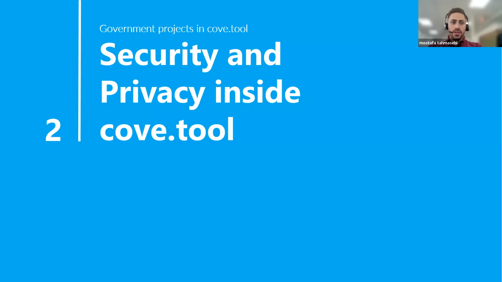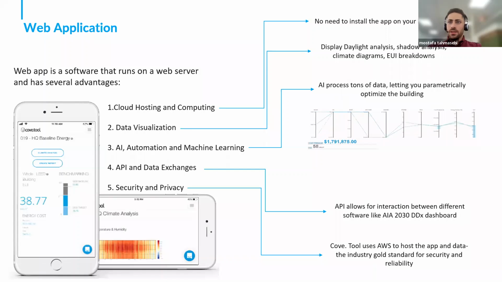Next thing we pointed out in the initial slides is security and privacy. How can we be sure that what we are using and how Cove Tool can keep every information secure and is a good choice for government-related projects? To get into that some more, we want to actually know how Cove Tool is handling projects.